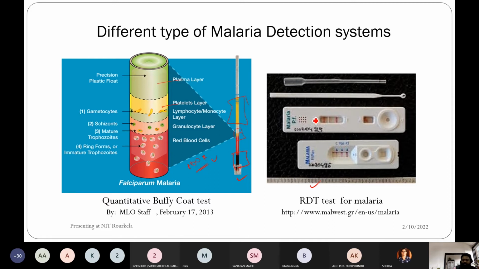Coming to this RDT, rapid diagnostic test, which is more commonly used as of now, you can see here the sample you have inserted, and you can add buffer here, and that sample will go through it. So for example, this is the control and this is the test bar. If both show a color change, then it is malaria positive, right? If only one comes into the picture, then it is simply malaria negative.